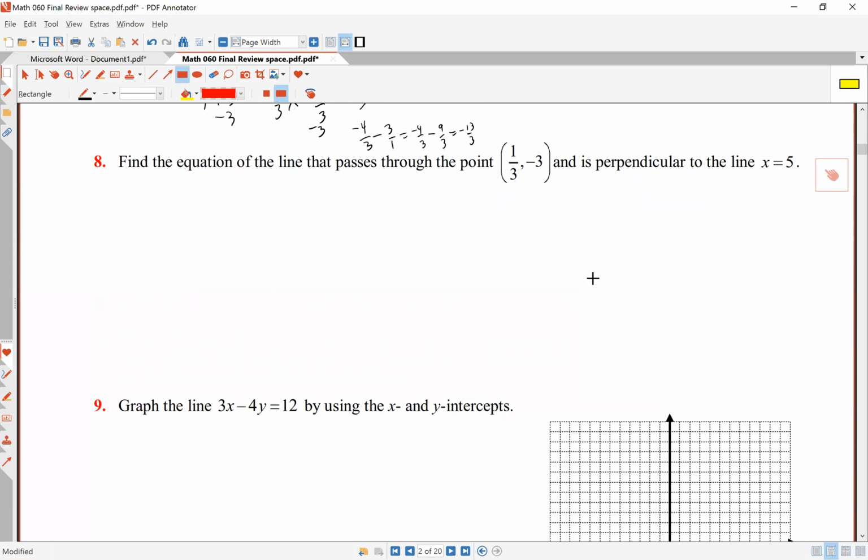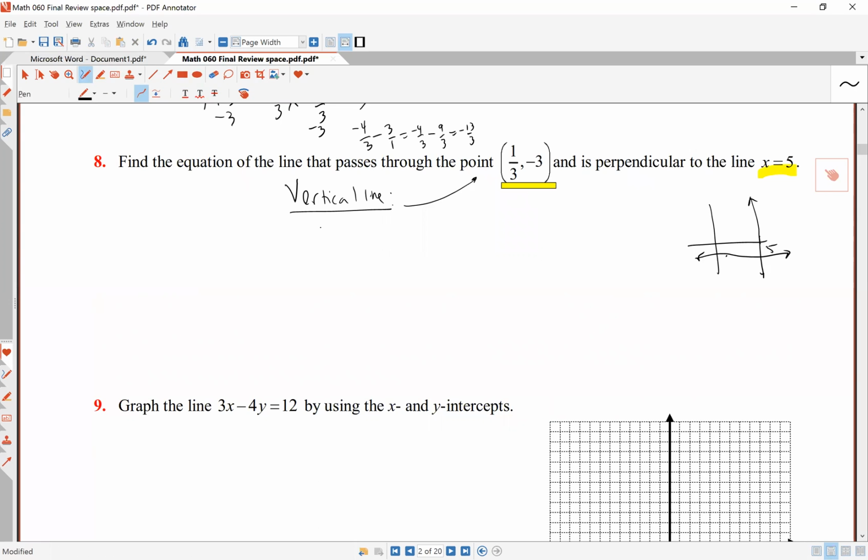Number 8 passes through this point, and it's perpendicular to the line x equal to 5. So if the line x equal to 5 is a vertical line, and we want it to be perpendicular to that, but pass through 1/3, -3, then our line is vertical. Vertical passing through that point, but remember, vertical lines come from the mnemonic device VUX, which means it's x equals 1/3, the x value on that.